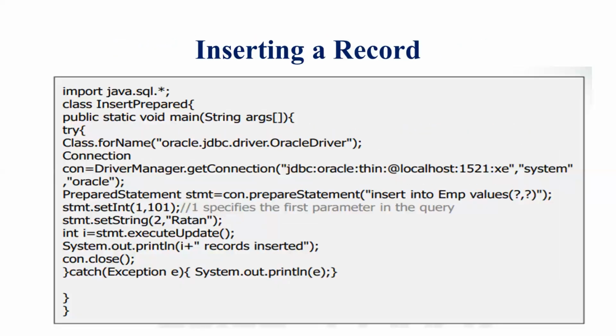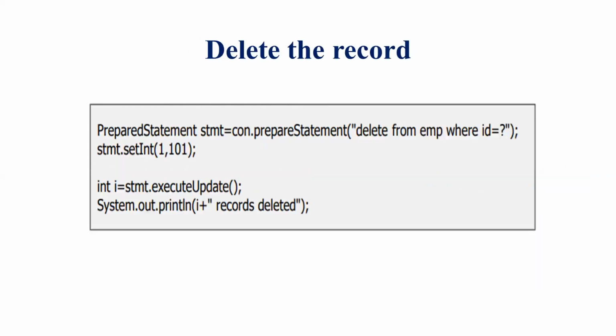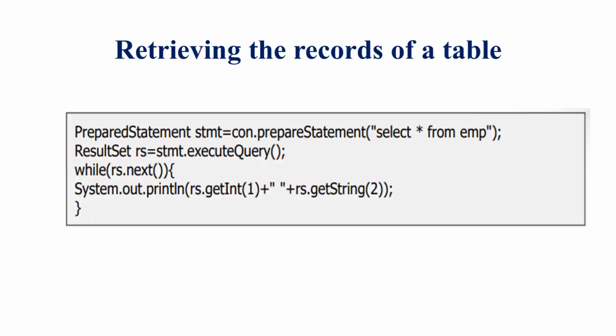Again, for inserting, it is insert into employee, where you will insert 1, 100 and 2, 202. When you want to update, instead you will have update employee set name, and what you are going to update should be specified. For delete, the statement should specify which ID you are going to delete. For retrieving, to display, you use select star from employee, and you get the result set.